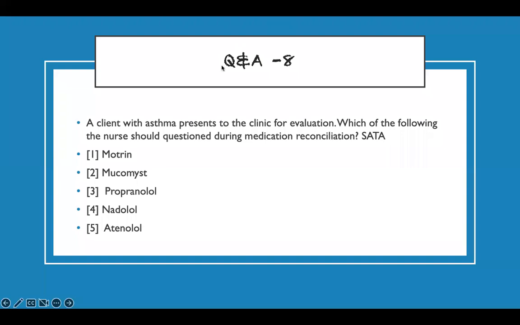But this is a subtle one, the harder one. So you go through your process. Which of the following should the nurse question? I'm questioning something during medication reconciliation. Okay, that's my ask. I have to question something. A client with asthma presents to the clinic for evaluation. In the case, the patient came into clinic, and the buzzwords are asthma question, medication reconciliation. Therefore, I'm looking at the medication that is not supposed to be there.